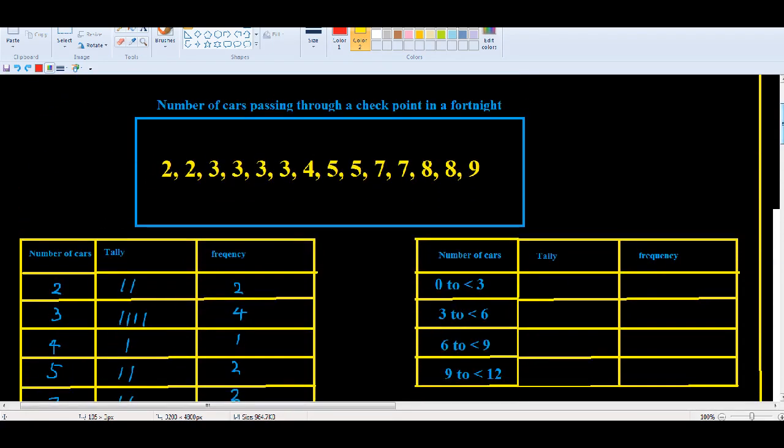For example, if I have 14 data of the number of cars passing through a checkpoint in a fortnight, so there are 14 days. Each day you track the number of cars passing through that checkpoint. So there are 14 data. For the sake of convenience, I have arranged the data from the smallest to the largest.